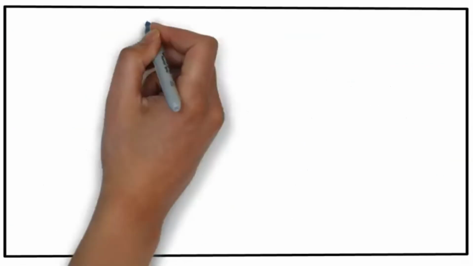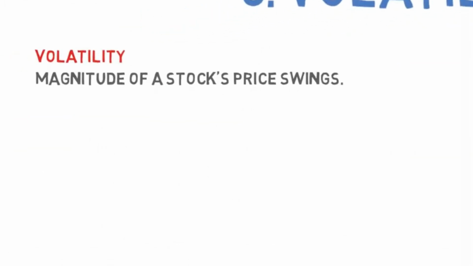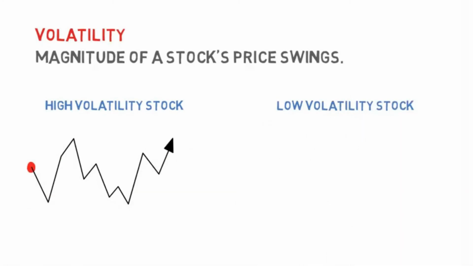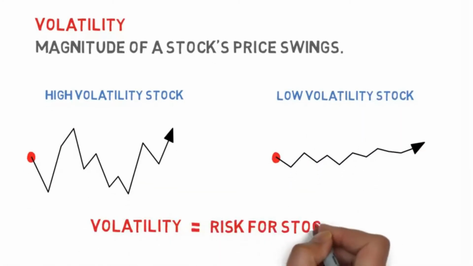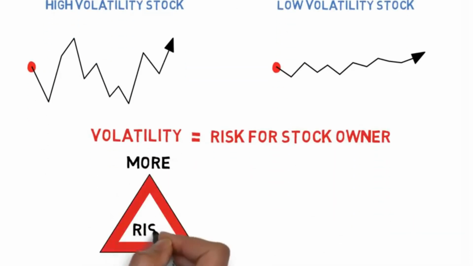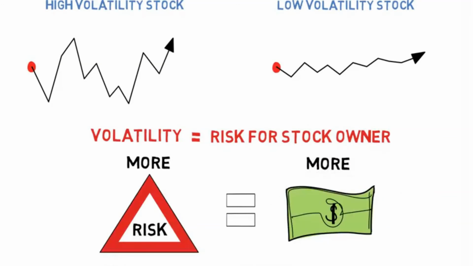The third and final factor that goes into option pricing is volatility. Volatility is referred to as the magnitude of a stock's price swings. Higher volatility means bigger price swings and ultimately more risk for the investor who owns stock. Since there is more risk involved, options will be more expensive. Why would the option seller not demand more money if they're taking more risk?